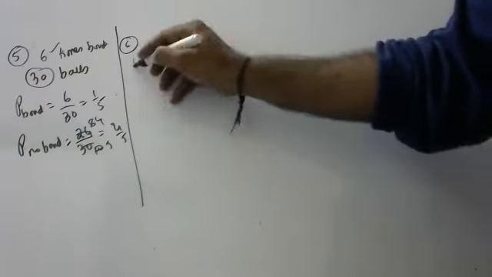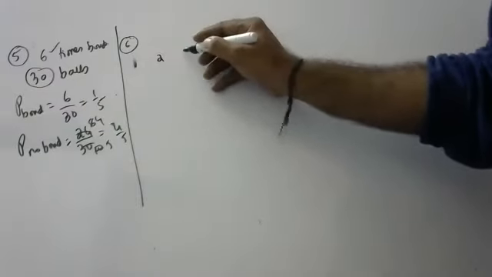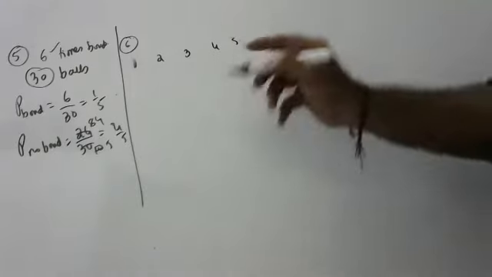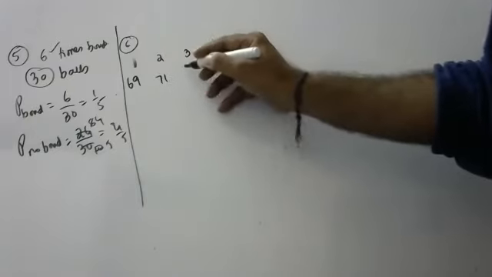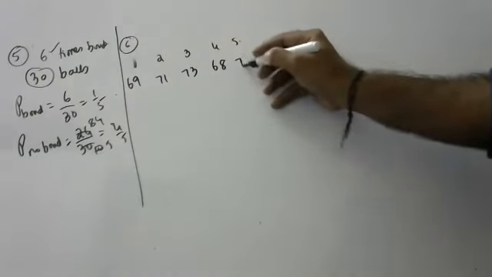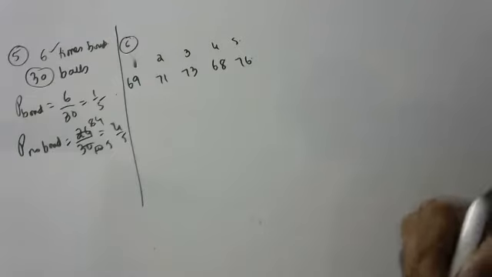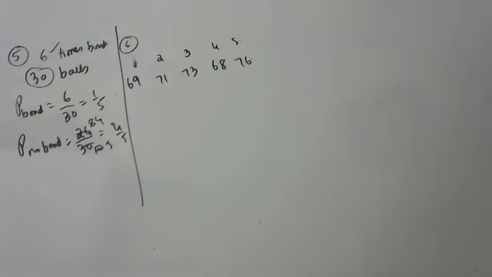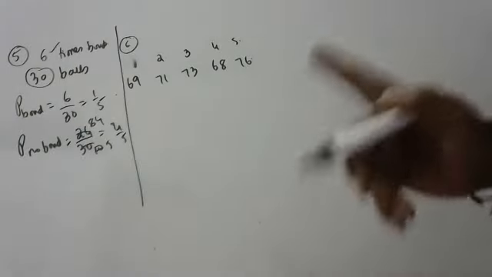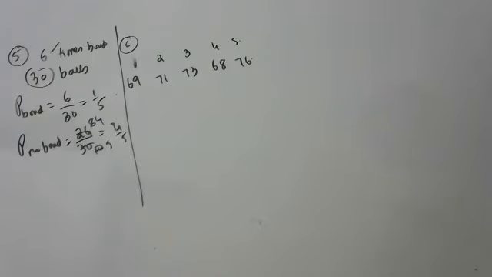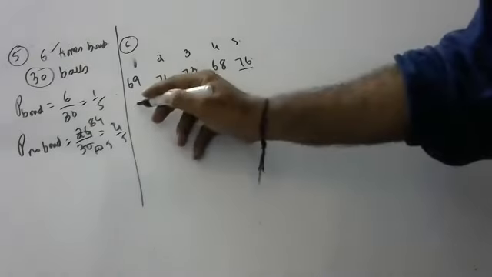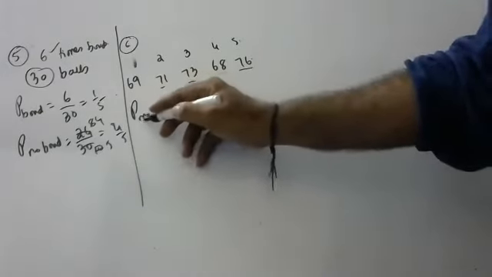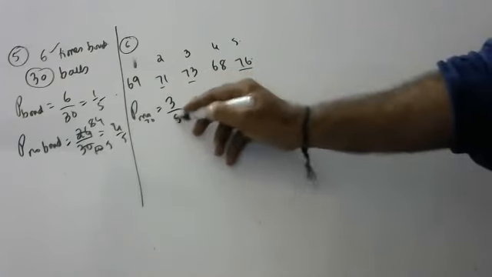First unit test, second unit test, third unit test, fourth unit test, fifth unit test. Percentages of marks obtained by a student are 69%, 71%, 73%, 68%, 76%. What is the probability of getting more than 70%? How many times did he get more than 70%? 1, 2, 3. He got more than 70% in 3 out of 5 tests.